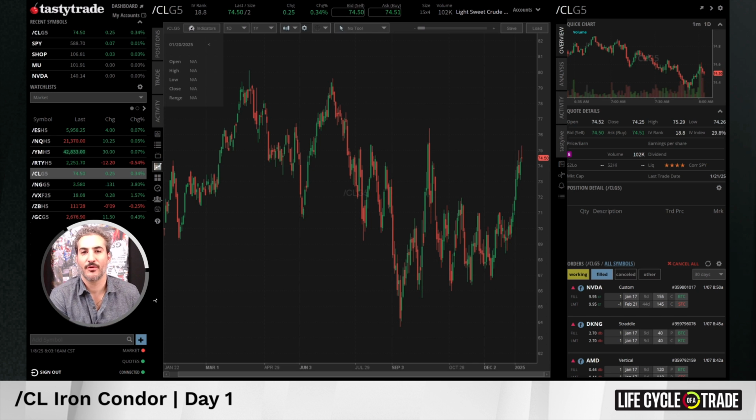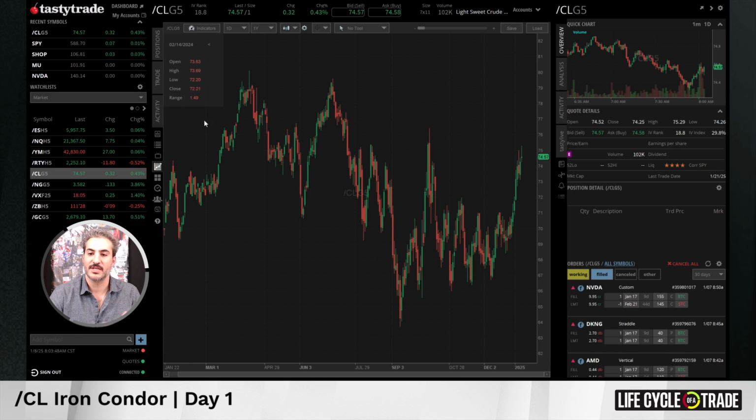Futures trade 24/5, so you can trade these in the overnight session and pre-market as well, while the option market is open from 8:30 to 3 p.m. Central Standard Time. That's the option market for equity options. With futures, you can trade them at any time, and you can also trade the options at any time. So the outright futures and the futures options trade throughout the morning and overnight session as well, while the stock market and stock option market is closed.